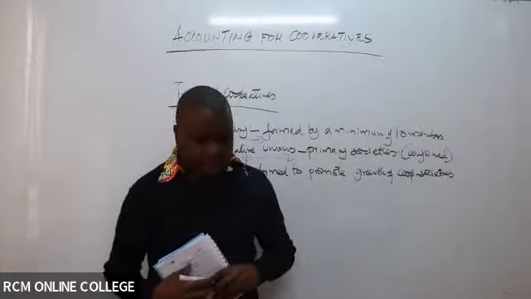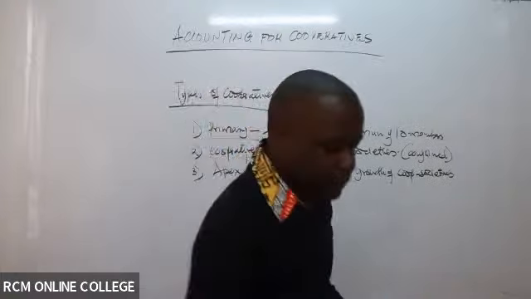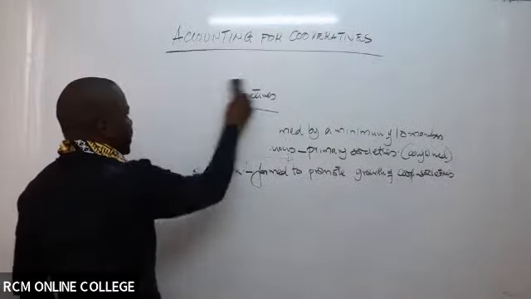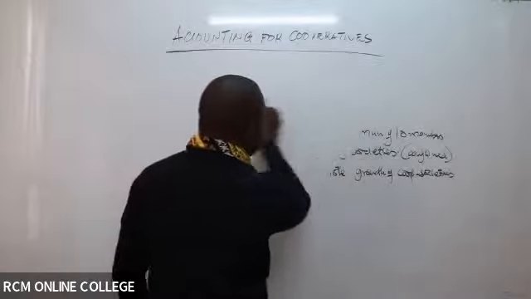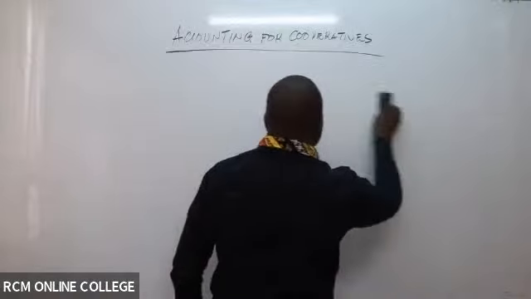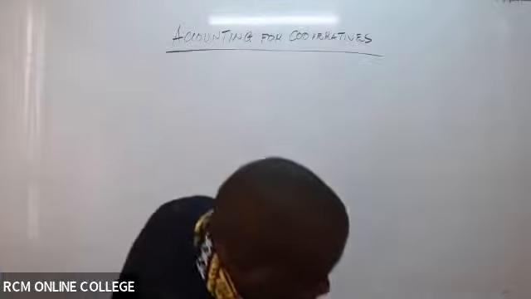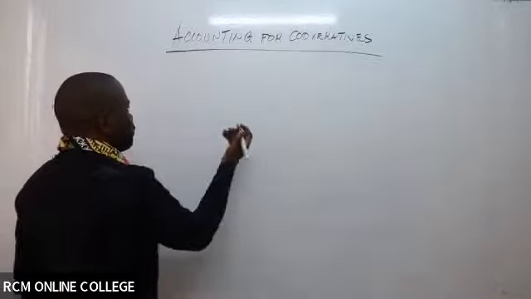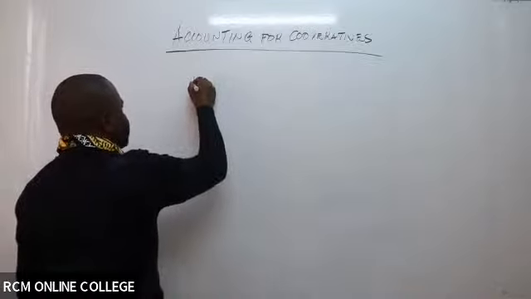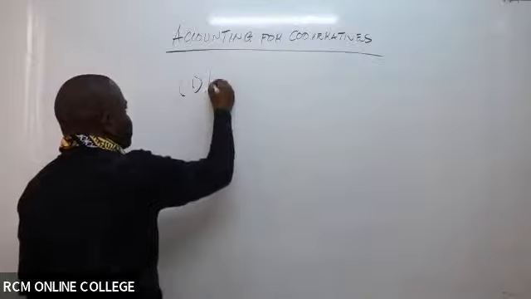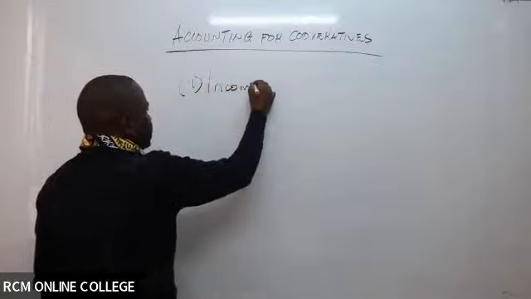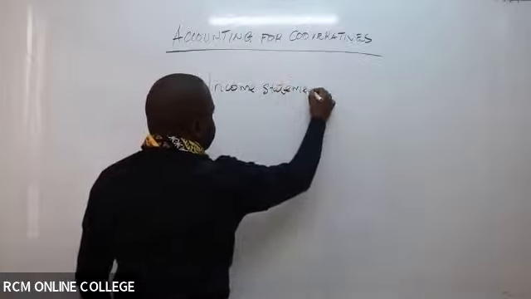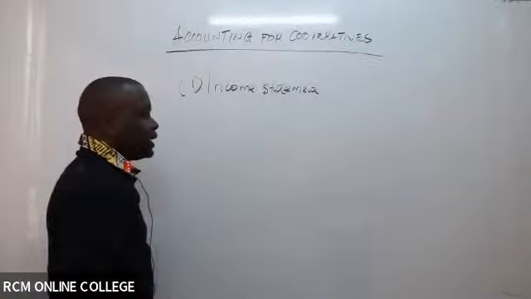Now, the types of accounts. The types of accounts or books of accounts that will likely be maintained regarding the cooperatives are three major ones. The most obvious one, I think you've already come across: there will be the maintenance of what we call the income statement.